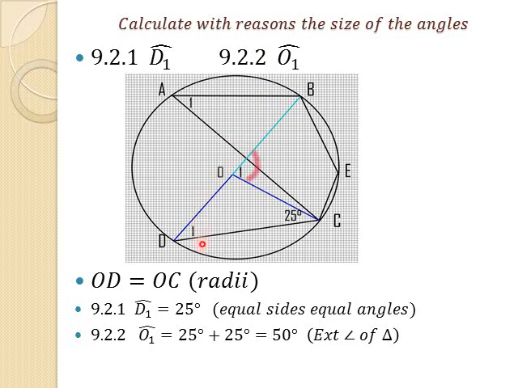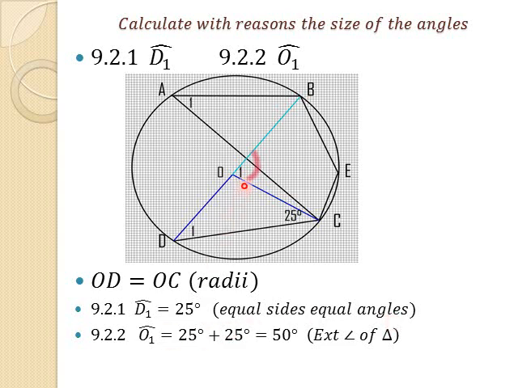So for T1, if O is the center, then from O to D I have a radius, and O to C I have a radius, and O to B I have a radius. But OD is the same size as OC. So OD equals OC, they are radii. The angle subtended by OD is the 25 degrees, and the angle subtended by OC is T1. So therefore T1 equals 25 degrees, and I would simply say equal sides, equal angles, or equal sides subtend equal angles. Some teachers want the subtend in between.